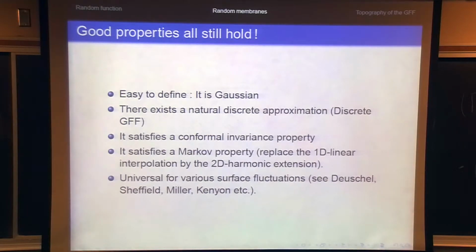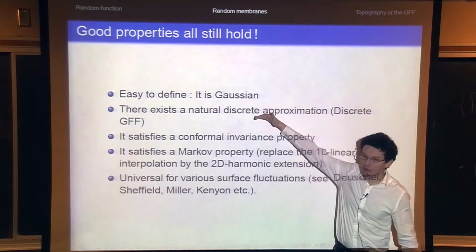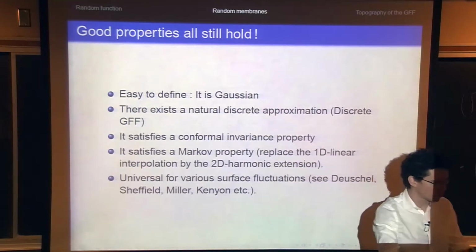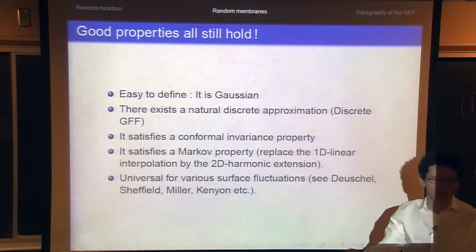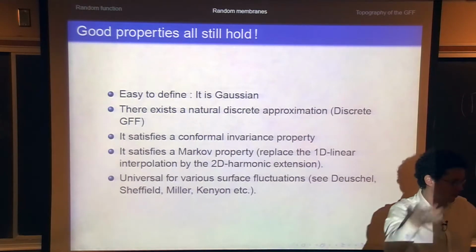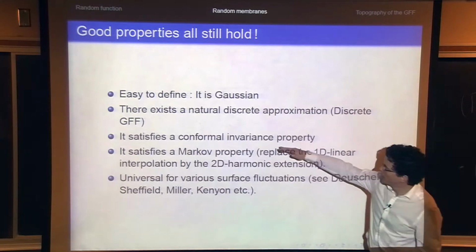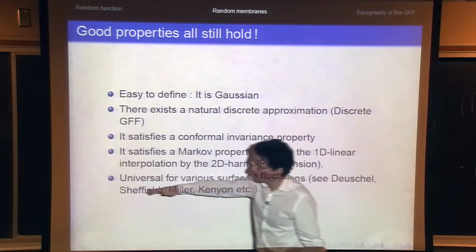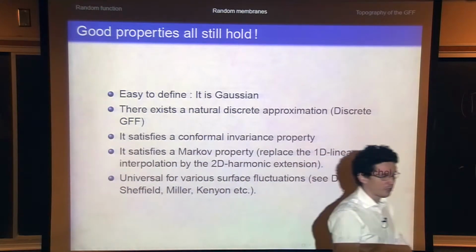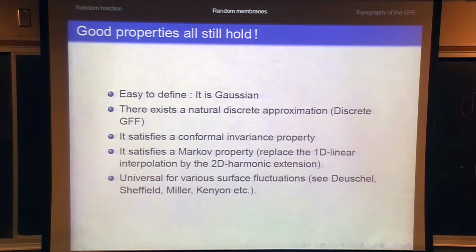So it's Gaussian. It has a discrete approximation. This is simple. Basically, you tile your domain into squares or triangles or whatever, and you take gamma in each triangle as the mean height in that triangle. Well, that would be a natural projection. It satisfies conformal invariance. Clearly, this definition involves the Green's function, and therefore it inherits all these conformal invariance properties from the Green's function.